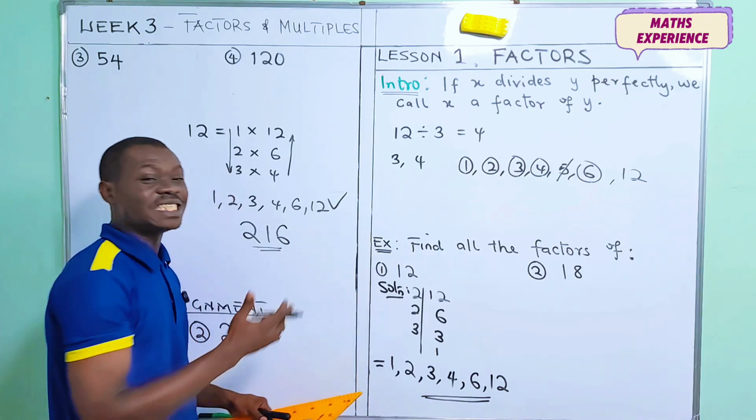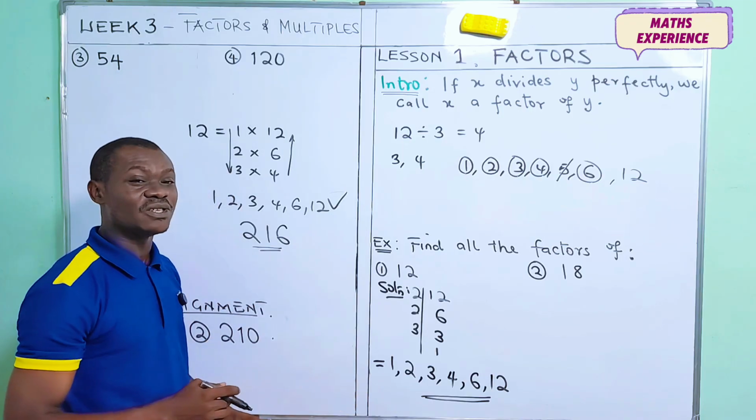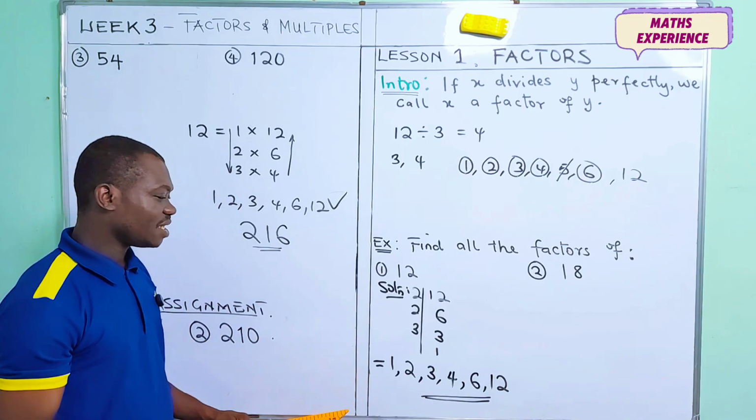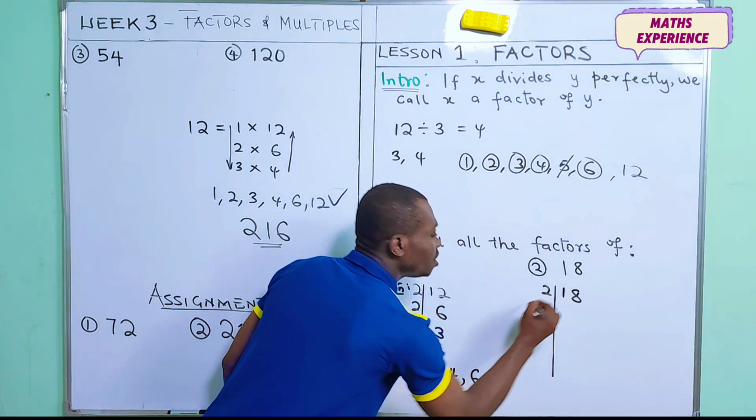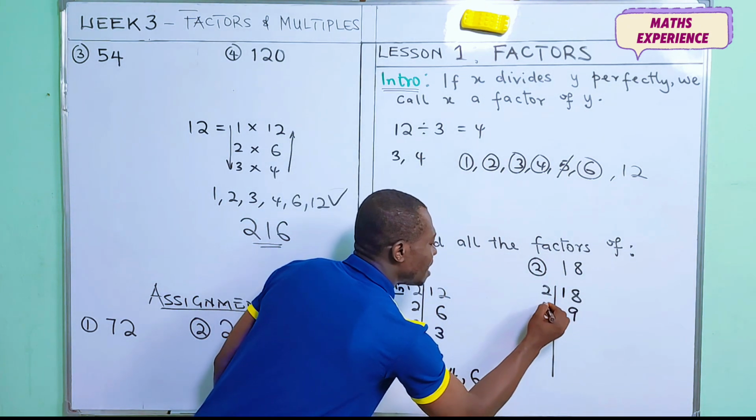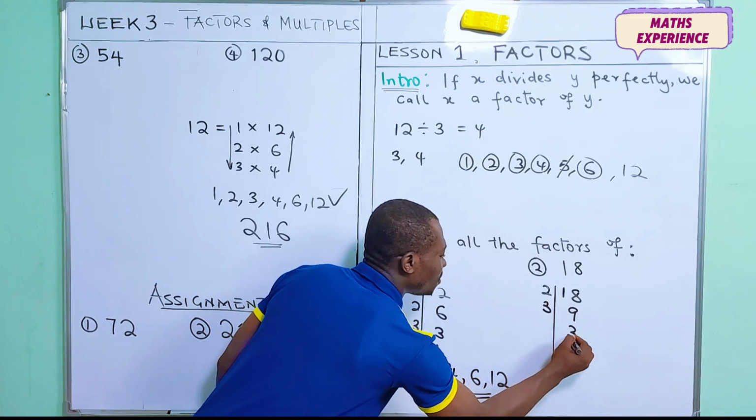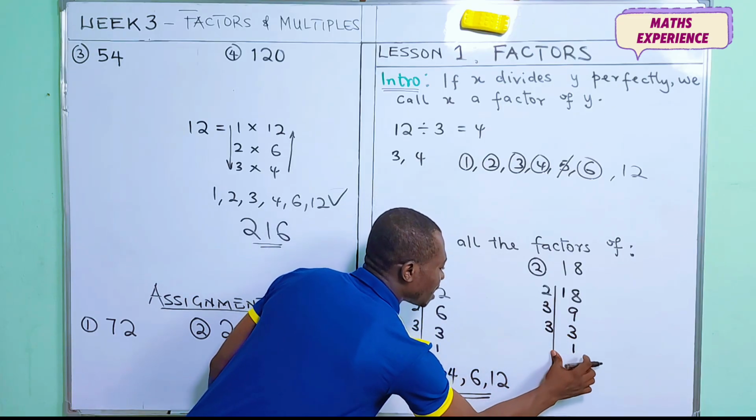Okay. But even in this, there is an easier way, which I'm still going to show us. Okay. Right. For example 2. So I have 18. 2 into 18 is 9. 2 can no longer go. 3, 3, 3, 1. And you are done.